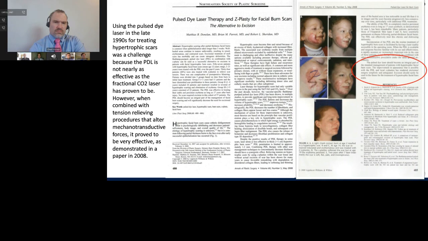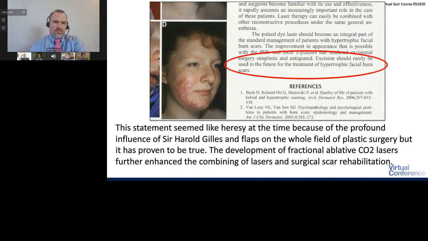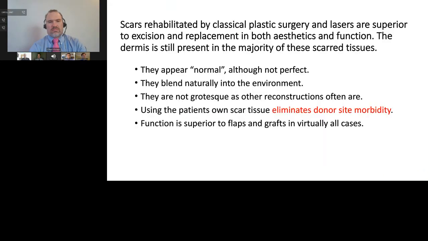At the time of this paper being published in 2008, it was fair to say that excision should rarely be used in the future for the treatment of hypertrophic facial burn scars. This was heresy after Harold Gillies' work, but it's become even more obvious that that is true with the development of fractional ablative CO2 lasers, which have demonstrated more power in dealing with scars than the pulse dye laser was. So I think it's fair to say that scars rehabilitated by plastic surgery and lasers are now superior to excision and replacement in both aesthetics and function, which we've been talking about.